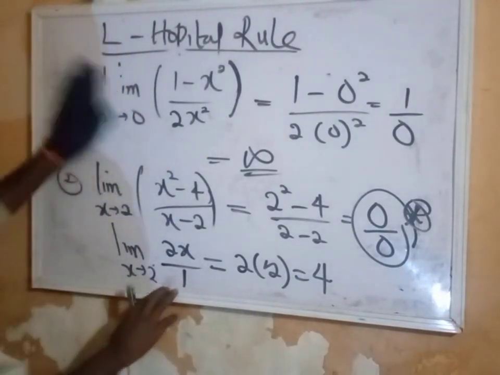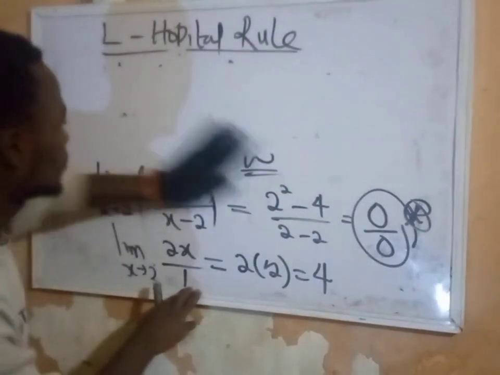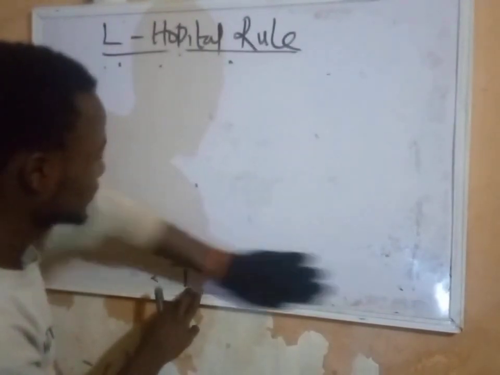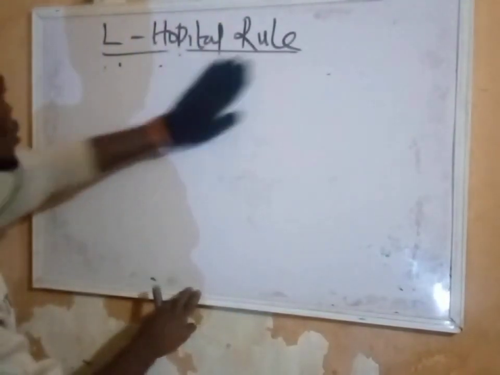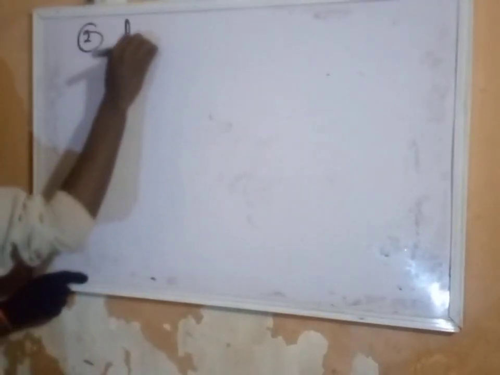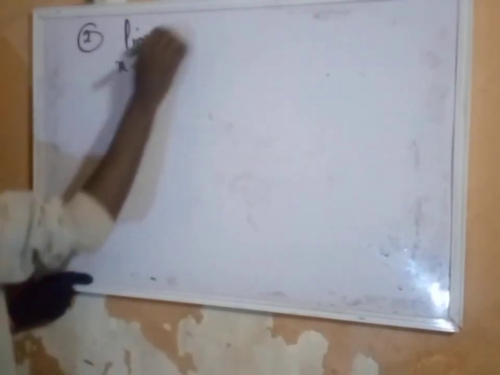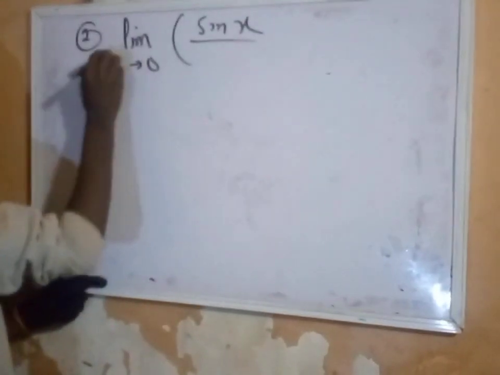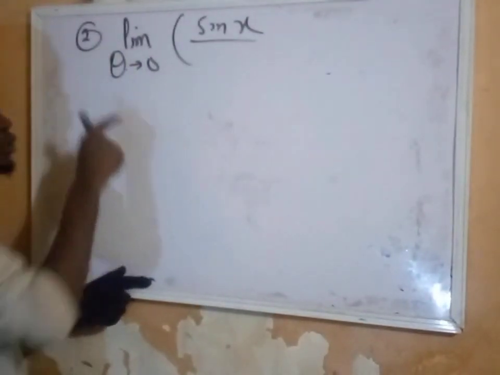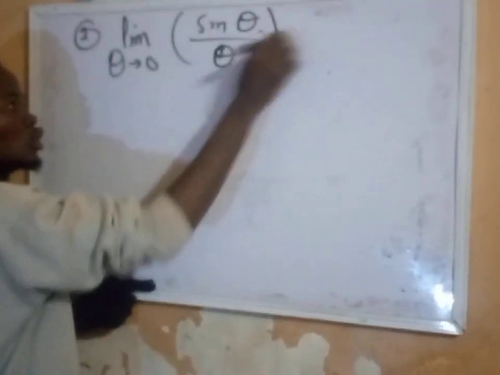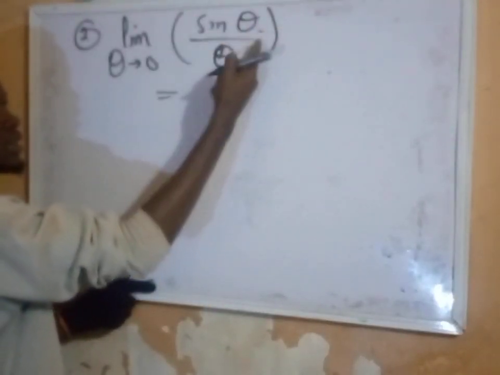So let's see another example. If you are given a particular limit like this, a trigonometry limit, if you are asked to find the limit at x tends to 0 of sine of x, let me change this one to theta. Don't let me stick to one variable. So I can change this to the limit of sine theta divided by theta. To do this, we are going to put the value of theta equals 0.